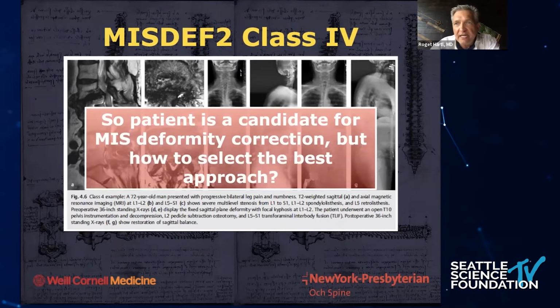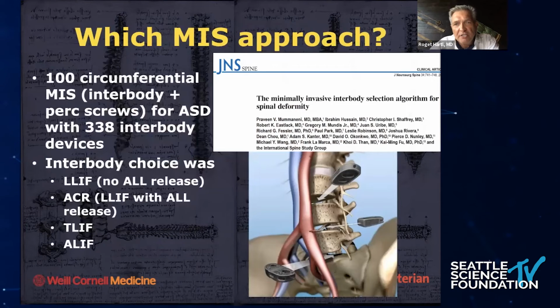So how do you make a decision then as a surgeon who wants to treat a deformity patient in terms of what type of MIS technology to use? Again, the ISSG really published a beautiful paper on that, where they summarized the various cases that had been done with MIS approaches. In this study, they looked at circumferential fusion cases that underwent either a straight lateral approach without ALL release, an ACR, so that's a lateral approach with ALL release, MIS TLIF as part of the fusion construct, or an ALIF procedure.